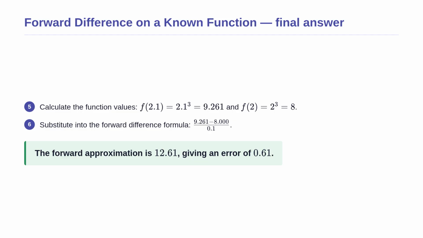Continuing with our calculation, we now plug these values into our formula. We calculate the actual function values by cubing the inputs. Cubing 2.1 gives 9.261, and cubing 2 gives 8. We subtract the current value from the forward value in the numerator and divide by our step size of 0.1. The result is 12.61. Since the true answer is 12, our forward method gives us an error of 0.61. This is a decent estimate, but we can do better.